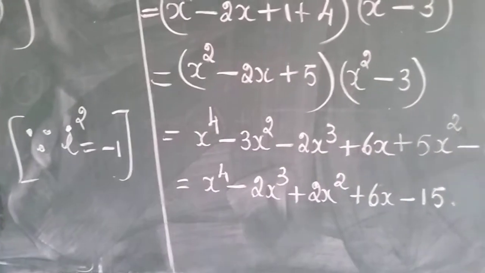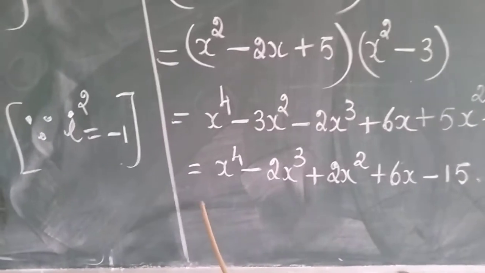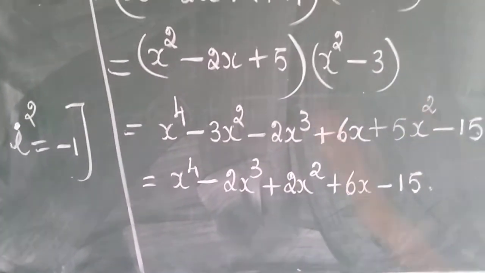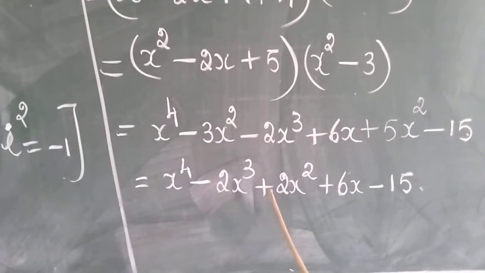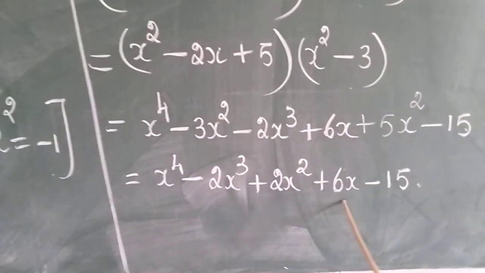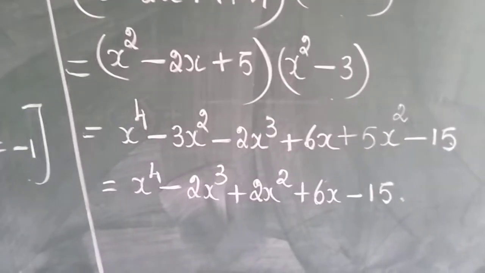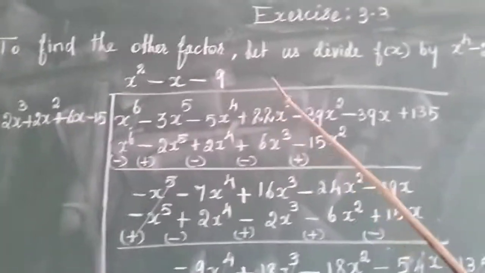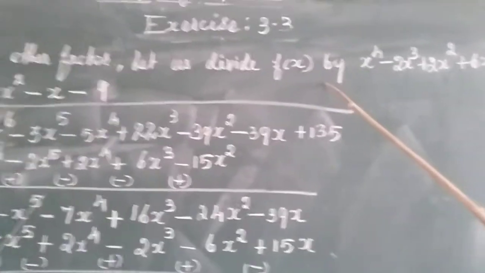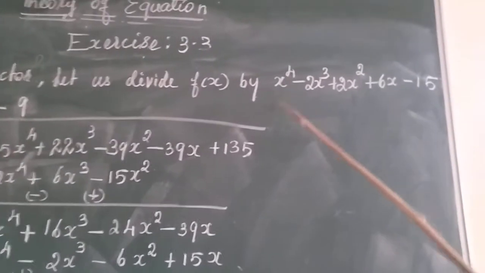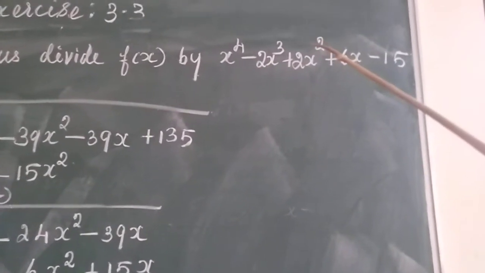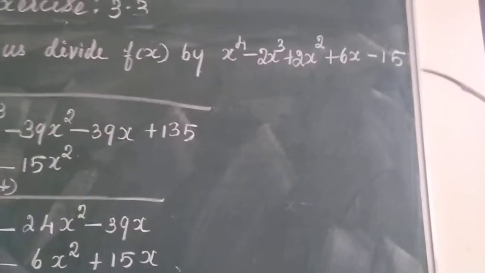Now if you collect the like terms and simplify, we are getting x power 4 minus 2x cube plus 5x square minus 3x square will become plus 2x square plus 6x minus 15. Now to find the other factor, let us divide f of x by x power 4 minus 2x cube plus 2x square plus 6x minus 15. Now we are going to divide.